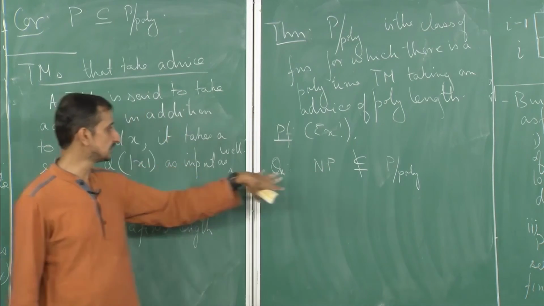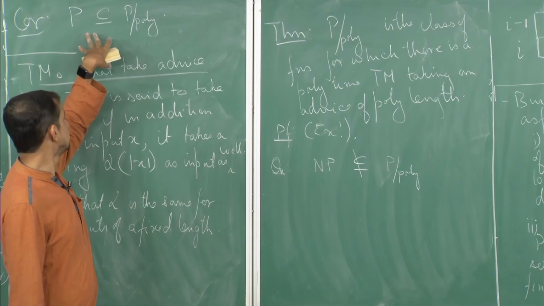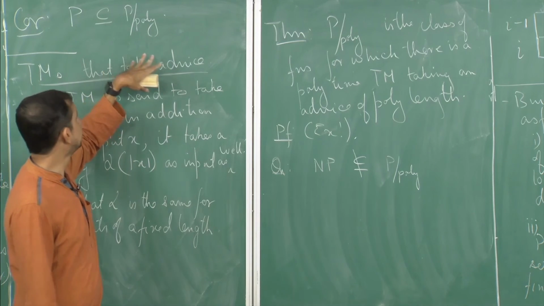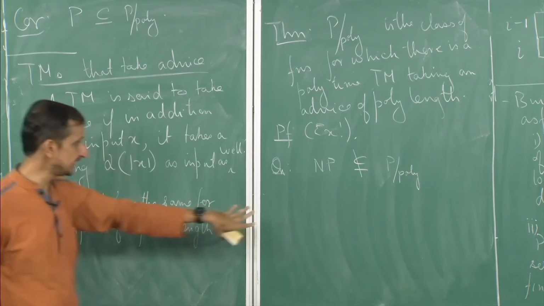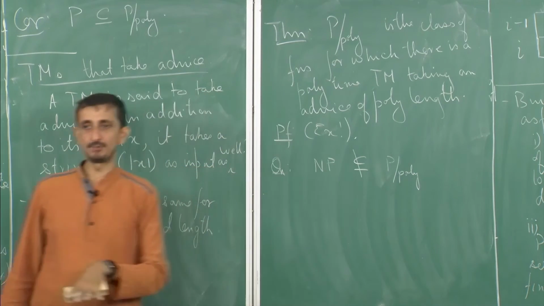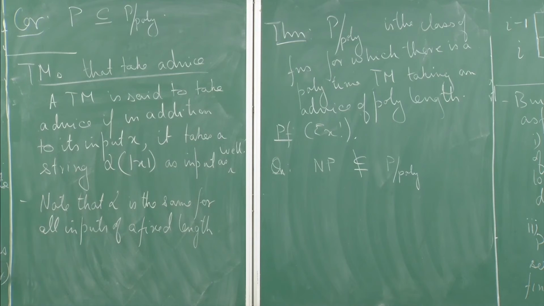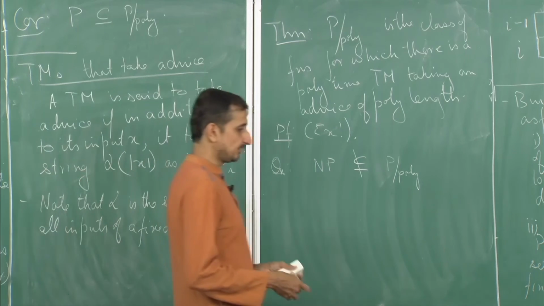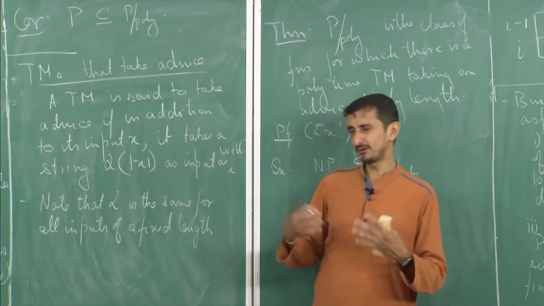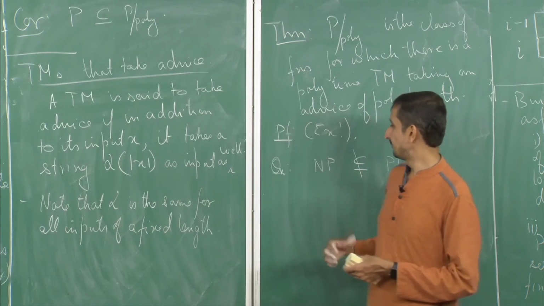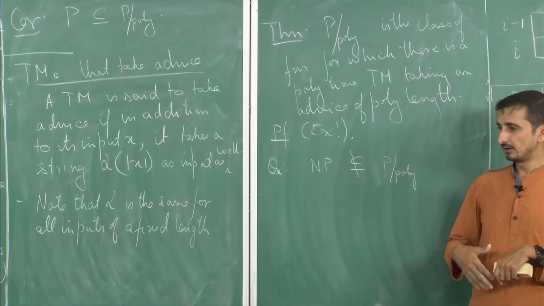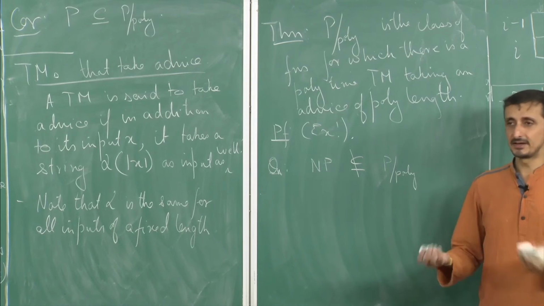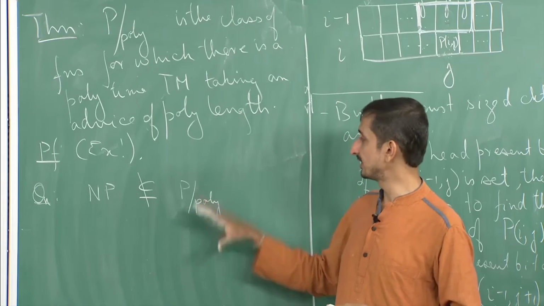And now, because P is a subclass of P/Poly, if we are able to prove this, what would that imply? This would be one way of showing that P not equal to NP. And this is something that we believe is true, because NP has very complicated problems, where we can only verify solutions. So, how can we design polynomial size circuits for it?